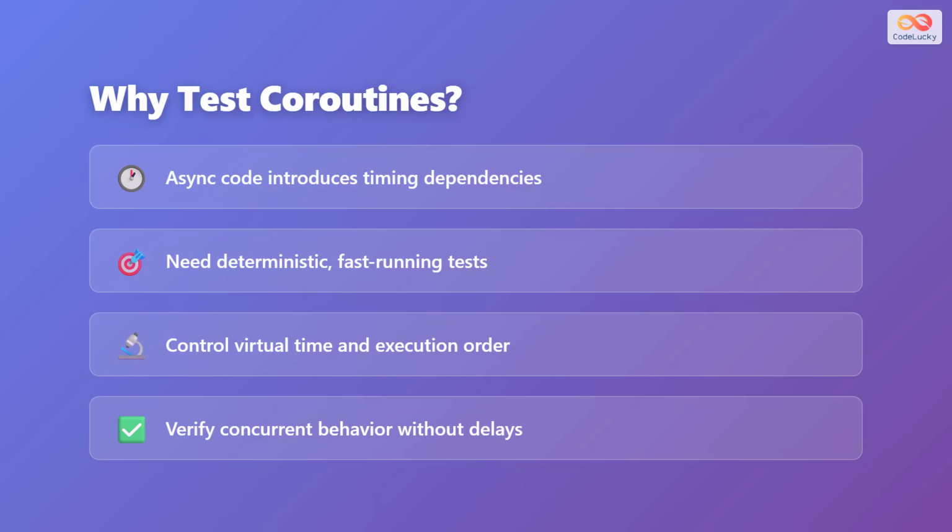Before diving into the specifics, let's understand why testing coroutines requires special attention. Asynchronous code introduces timing dependencies that make tests unpredictable and slow. We need deterministic, fast-running tests that don't rely on actual delays. The solution is to control virtual time and execution order, allowing us to verify concurrent behavior without waiting for real-time delays. This approach ensures our tests run quickly and produce consistent results every time.